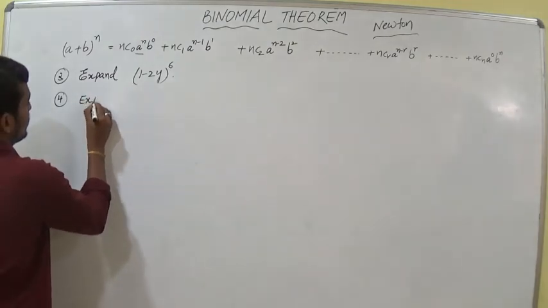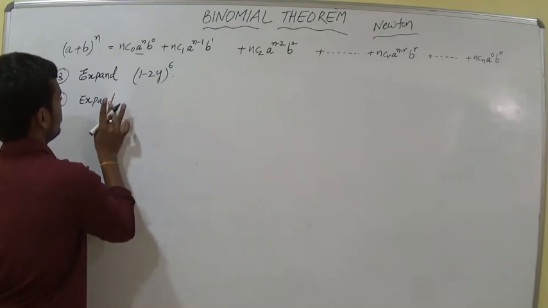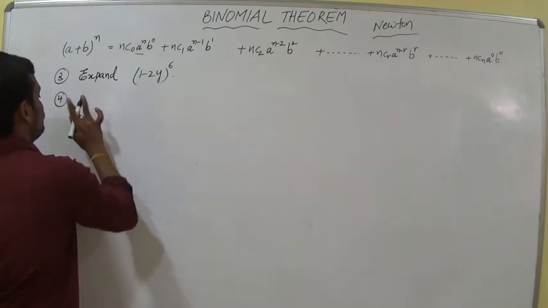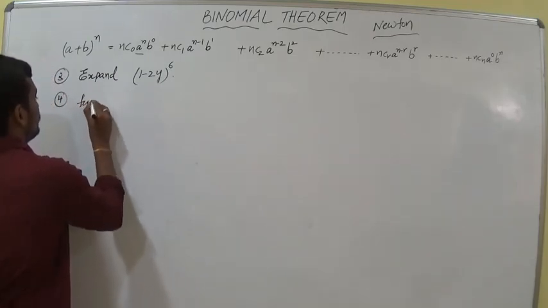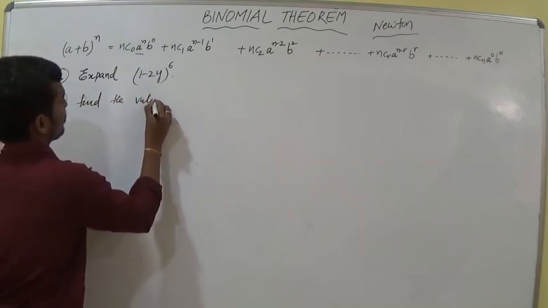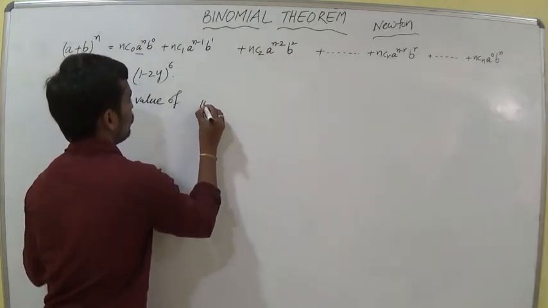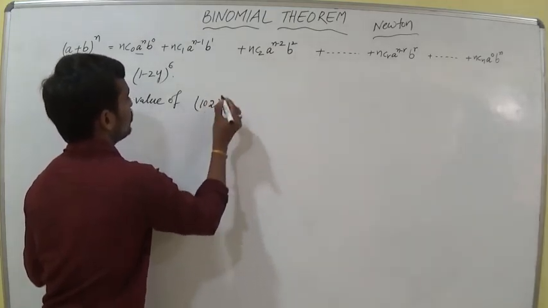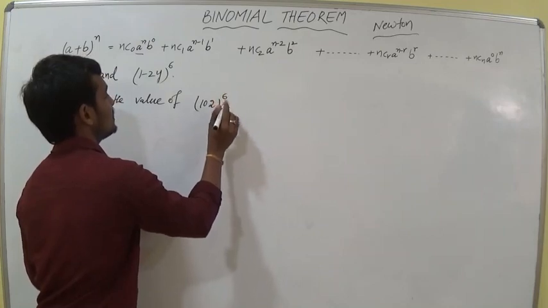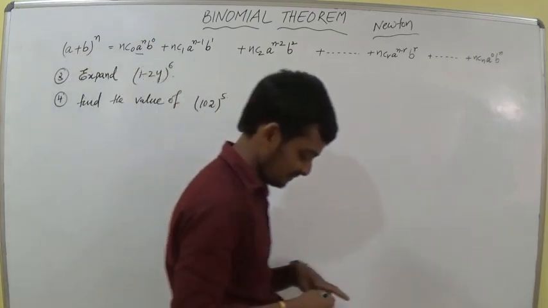So I strongly believe that. So we have not expanded. Find the value of 102 whole power 5. Can you find the value?